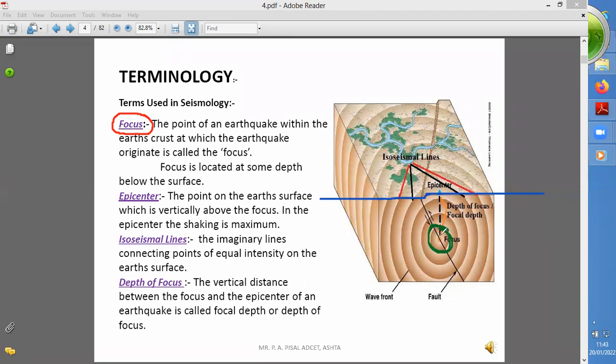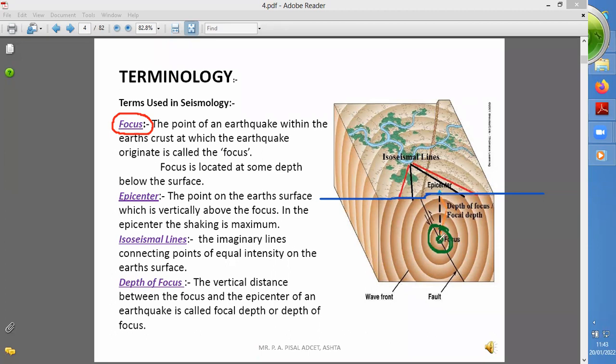Now, what is another point related with the focus? At this focus, the earthquakes originate. So this is the point inside the earth where the earthquakes originate. That point we can consider as the focus. Now, focus is located at some depth below the surface. It is located at some depth below this earth surface.